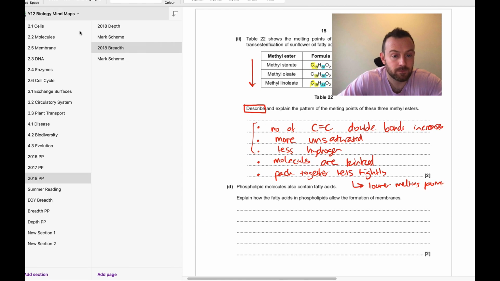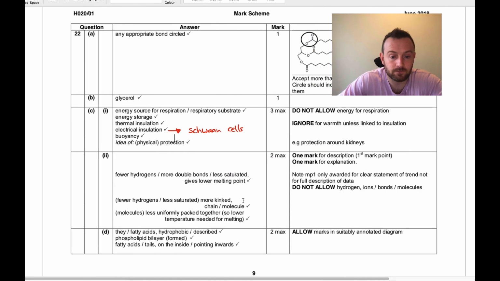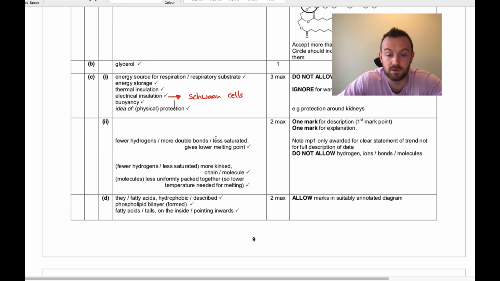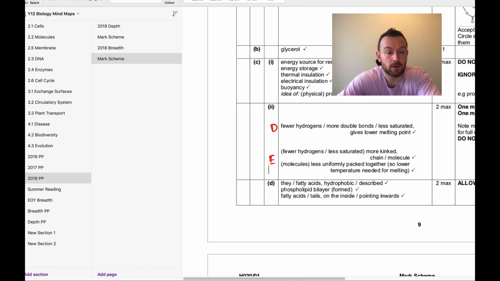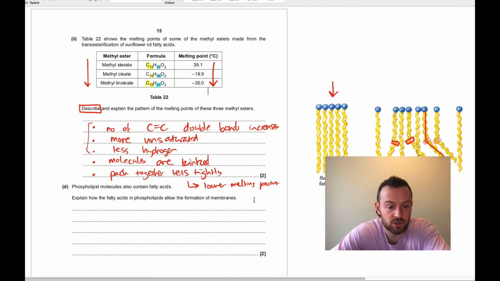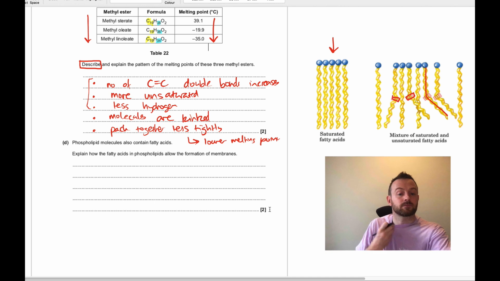Okay, let's check the mark scheme, make sure that we got the marks. Fewer hydrogens, more double bonds, less saturated gives lower melting point. And that's the sort of description. This is the D part. And then this is really the explanation part down here. So describe and explain. More kinked molecule, less uniform packing together, or packed together more irregularly, if that's a word.